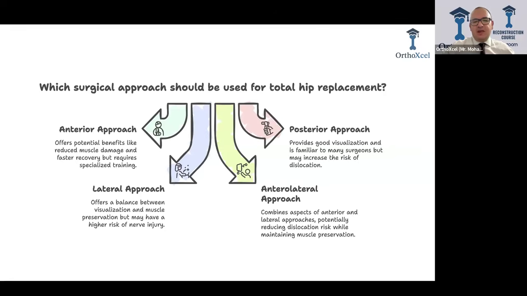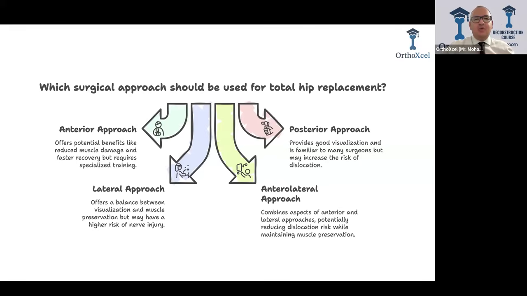Posterior approach is accused of instability or risk of instability because you get the short rotators off, but it's more versatile, it's easy to do, it doesn't need a learning curve. Even the most junior registrar can do a posterior approach, it gives you a very good view, you can see everything nicely, and I promise you with proper repair of the soft tissue in the posterior approach, you mitigate the risk of dislocation or risk of instability.